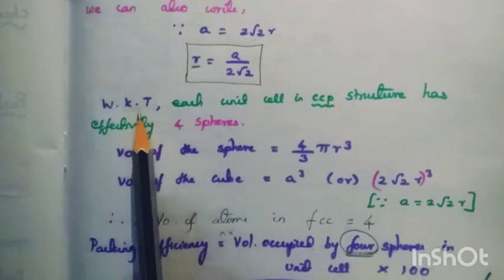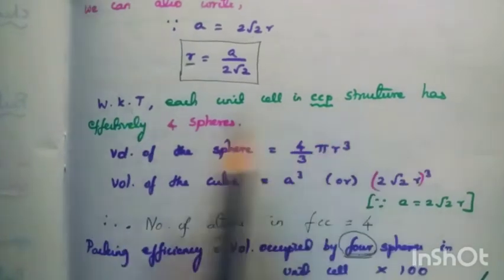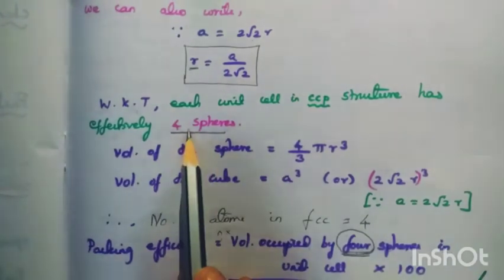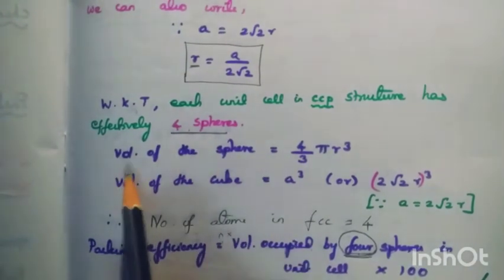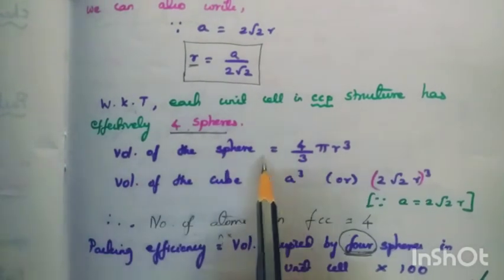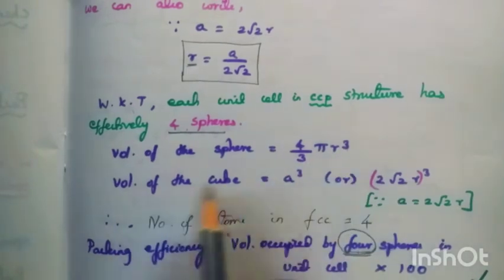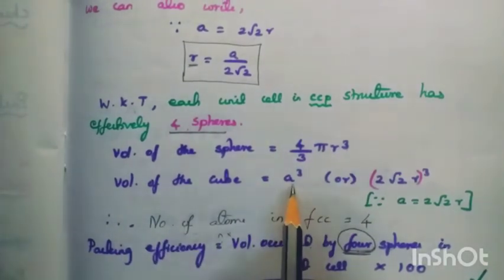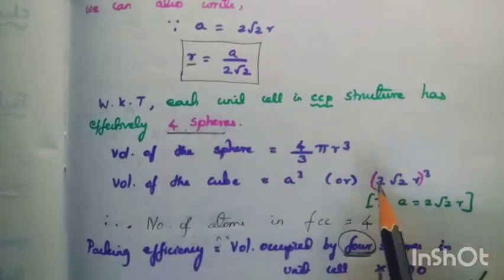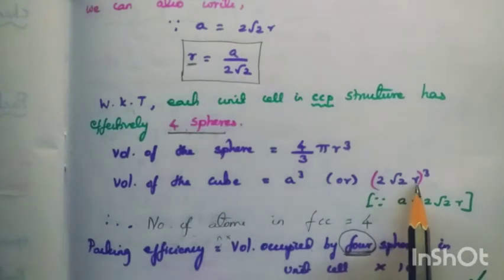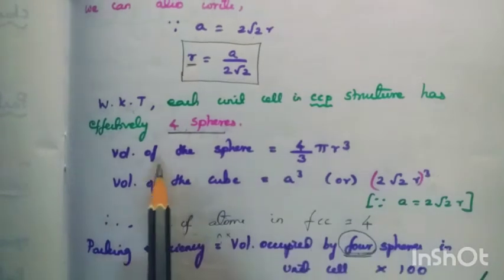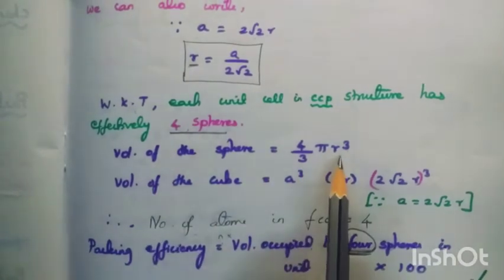We know that each unit cell in CCP structure has effectively 4 spheres. That is, the number of atoms in FCC is equal to 4. The volume of the sphere, as we know from lower classes, is equal to 4 by 3 pi r cube. And the volume of the cube is equal to a cube. Here a is nothing but 2 root 2 R. So instead of a we can write (2 root 2 R) cube. And the volume of the sphere is 4 by 3 pi r cube.